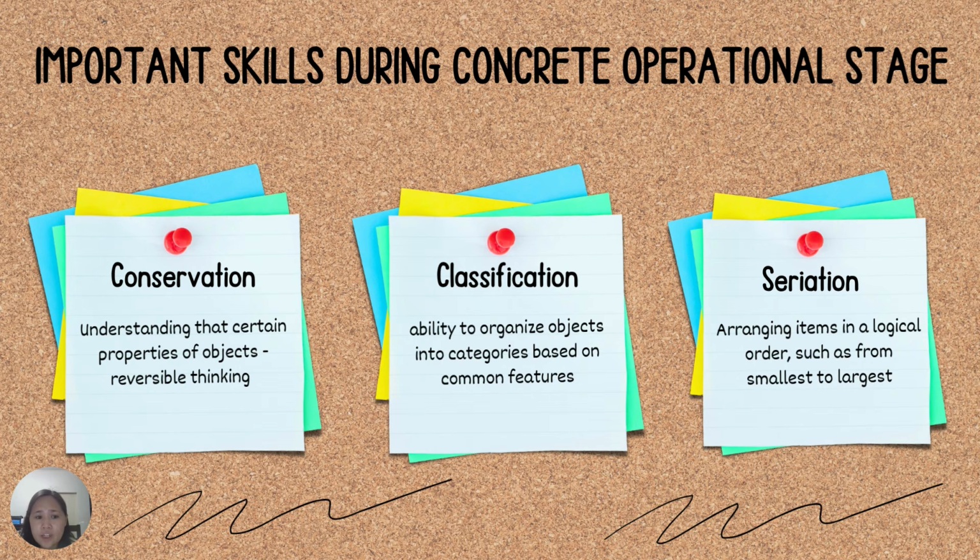When we say seriation, it is arranging items in logical order, such as from smallest to largest. In a seriation example, when children line up according to height or the order of events in a story, they are practicing seriation. It's an essential skill for mathematics and sequencing. In seriation, from the word series, there is a concept of sequence.